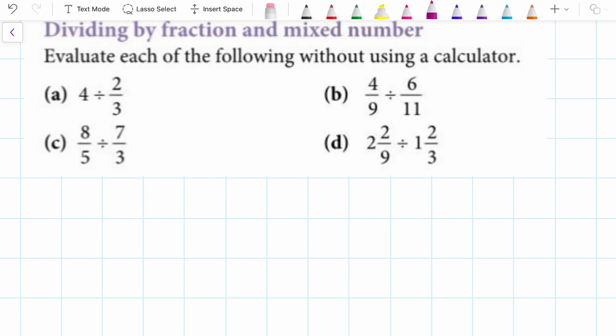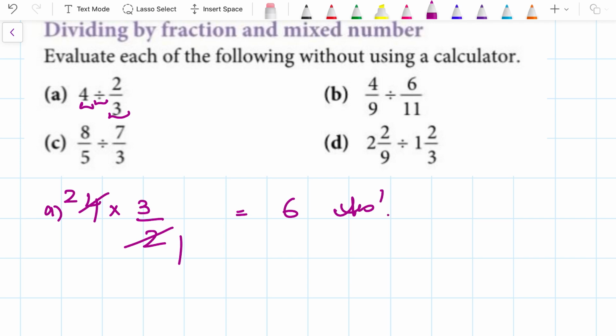Alright, moving on to more questions. Number A. 4 will remain here. Division changes into multiplication. Then reciprocate the fraction. 2 times 1, 2 times 2. 2 times 3 is 6 as my answer.